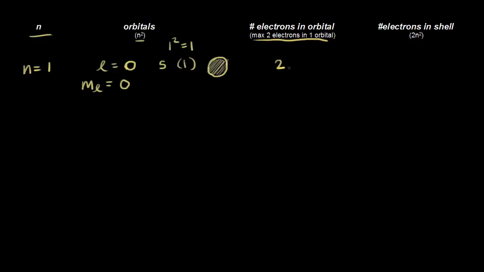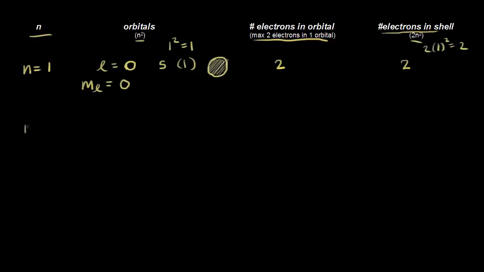And since that's the only orbital in this energy level, or this shell, that's also the total number of electrons in the shell. So the total number of electrons is equal to 2. And you could have gotten that using 2n squared. So if n is equal to 1, 1 squared is equal to 1 times 2, which is equal to 2. So that's the first energy level, or the first shell. Let's move on to the second shell.